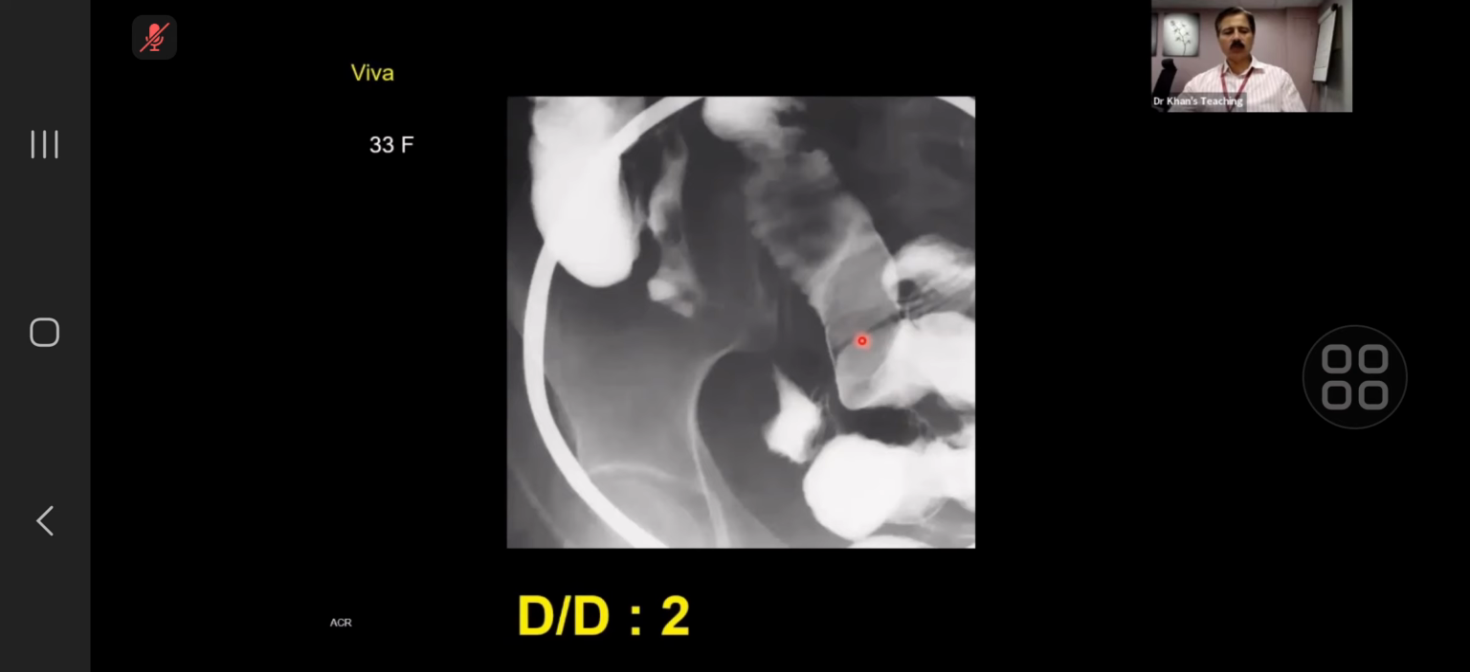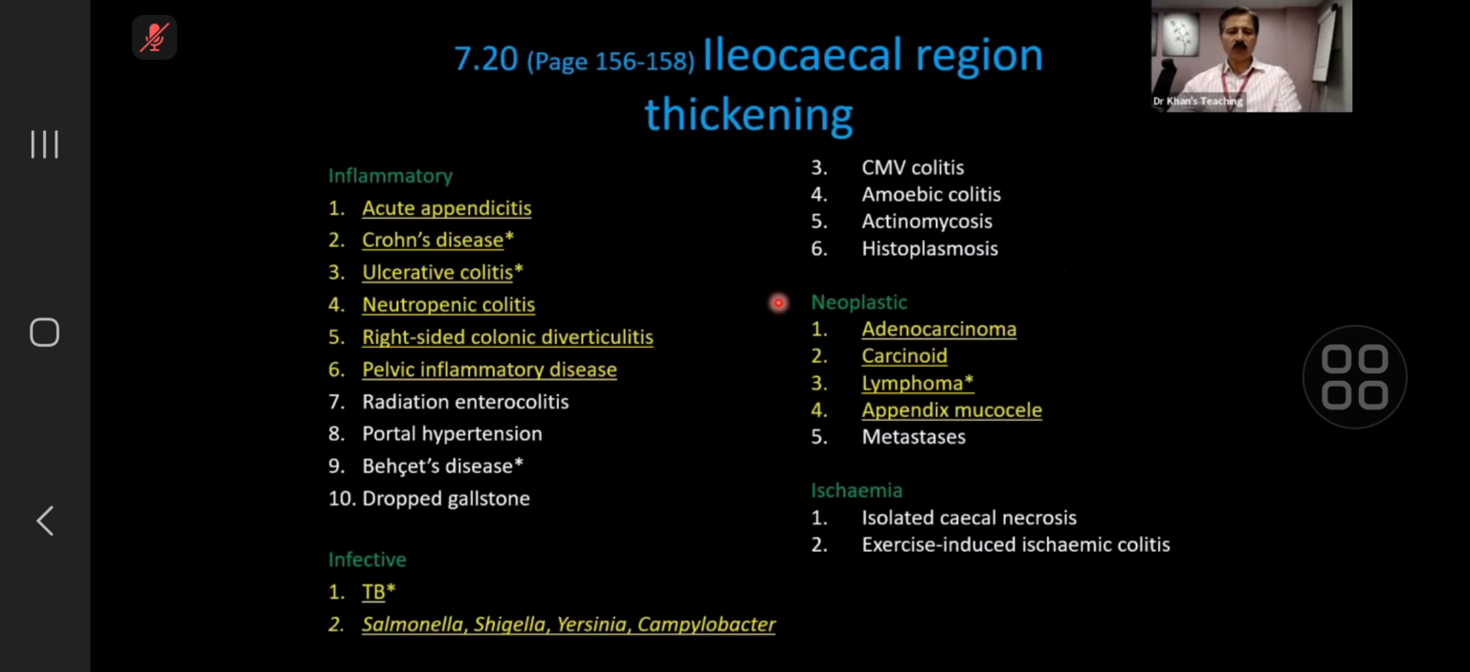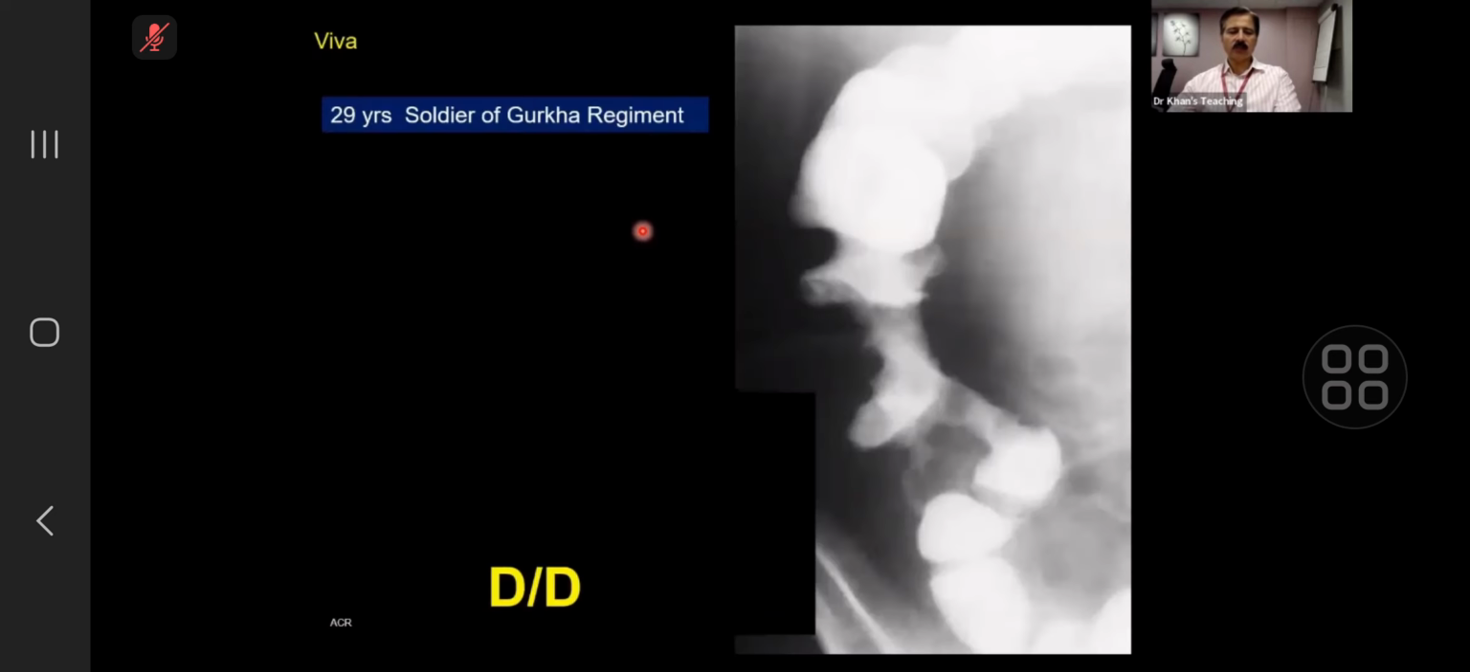Aphthoid ulcers, wherever you see them, and they have come in the exam again and again, small bowel, large bowel, whatever, Crohn's disease should be up there. And aphthoid ulcers, by definition, are deep ulcers. Remember that. So in ulcerative colitis and large bowel, you will not see them. So this is the differential of aphthoid ulcer. This is the differential of ileocecal region thickening. Please remember that ileocecal region abnormalities.